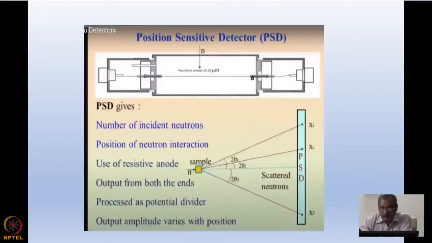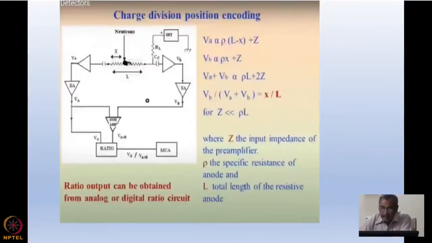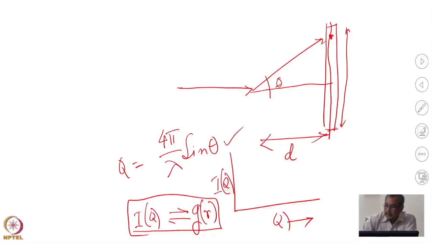How you find out the position is something interesting. There are several ways, but I will tell you the way it is done in our group in BARC. This is called charge division position encoding. So we have the neutron charge cloud. What I mean to say is that there is a resistive wire here, a central anode wire which is micron in diameter. Now the neutron is converted into charged particles, and with some uncertainty the shower is arrested here.